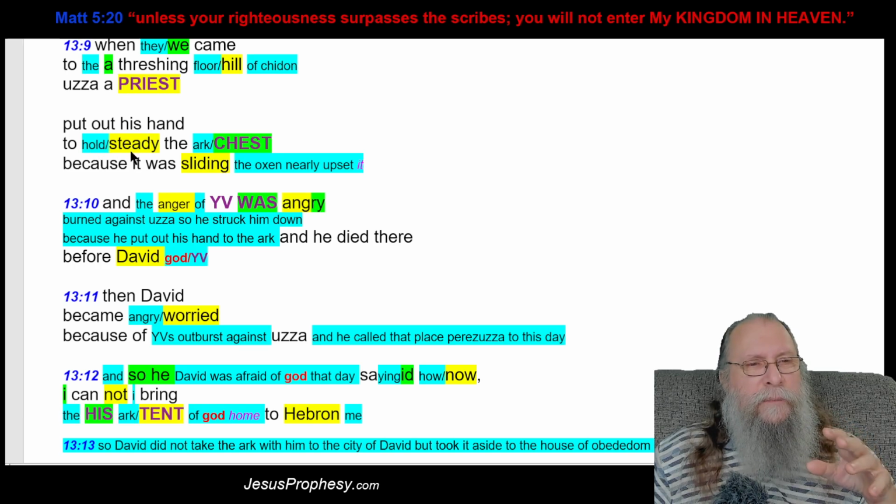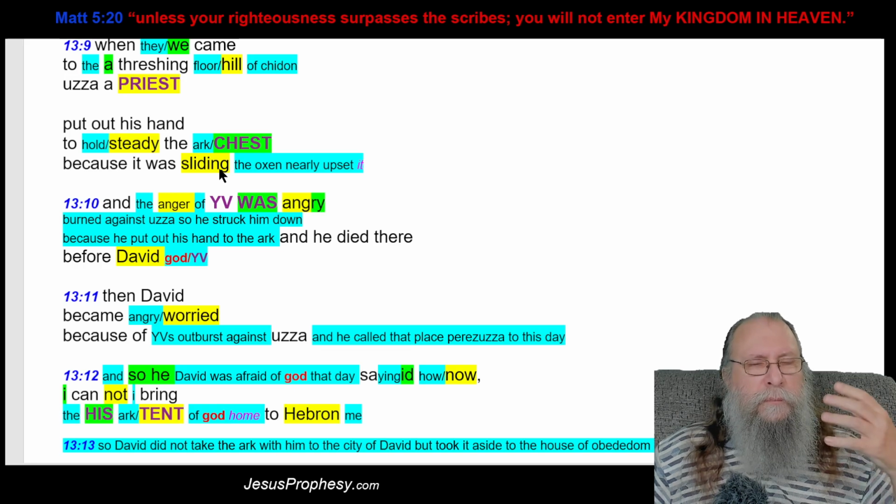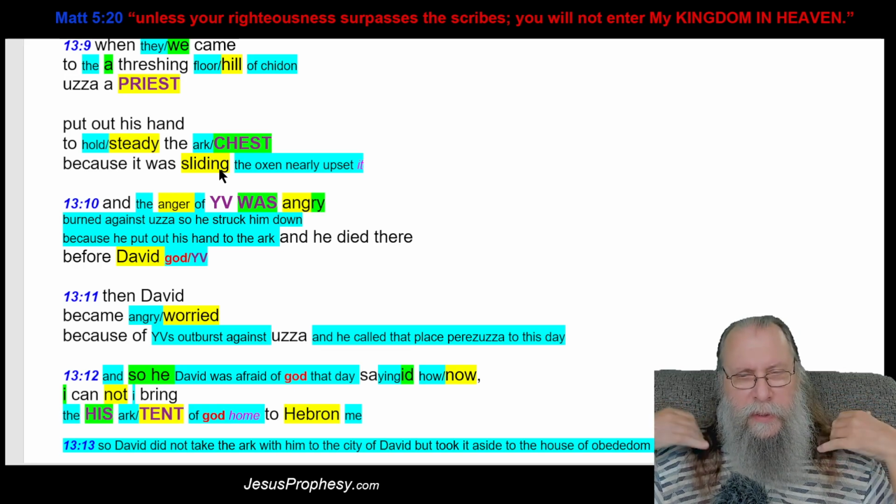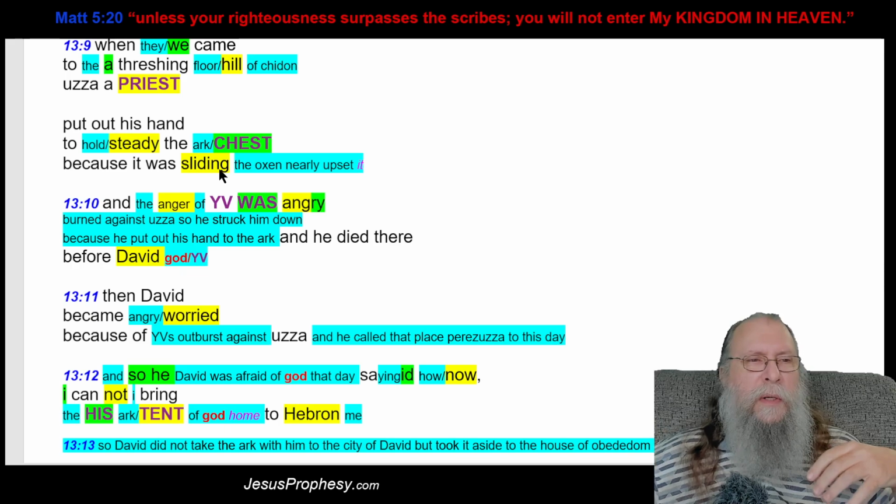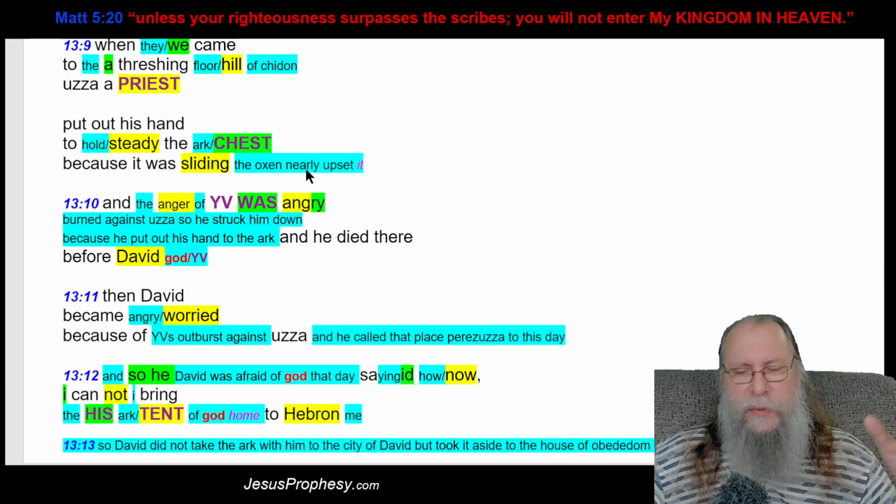Hold it steady because it was sliding. I needed the word sliding because I know the chest was being carried on poles. It wasn't because the ox nearly upset it. That's just not truthful. This is just a lie here. Okay.